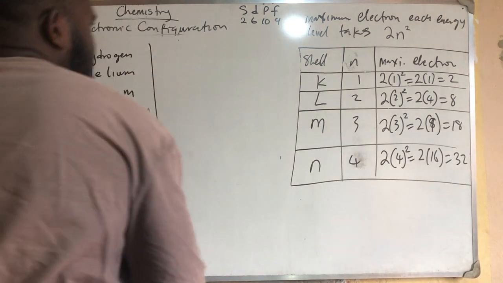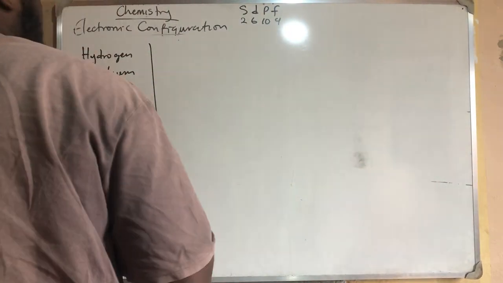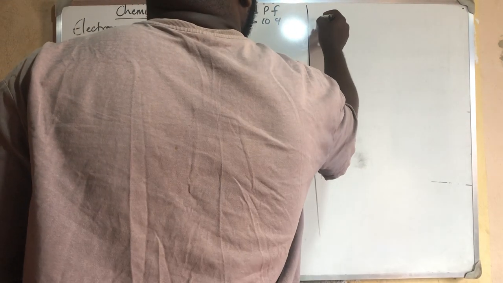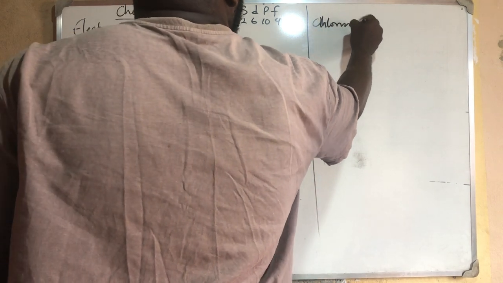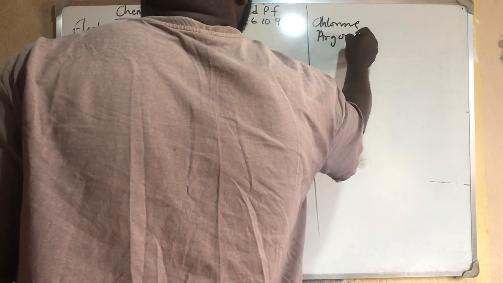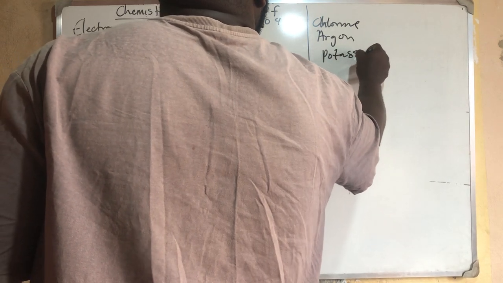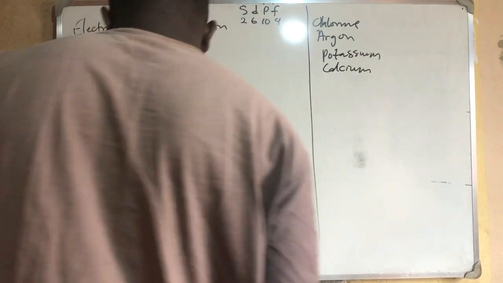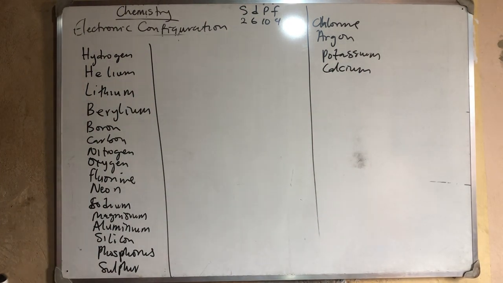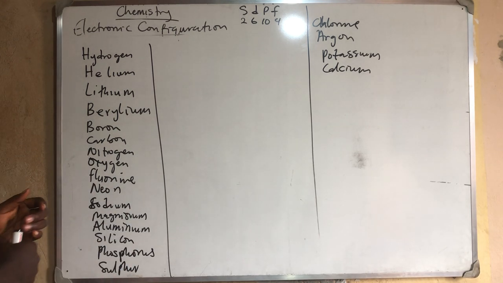Okay. Let me clean here. Phosphorus, sulfur, chlorine, argon, then potassium and calcium. Right. So if you want to master it, okay, if you want to cram it, you can sing the song the way I sang it before.